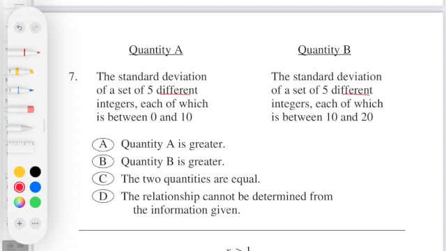So right away, I see that because the numbers are changing, quantity A is between 0 and 10, quantity B is between 10 and 20. Our instinct might be to say, okay, the standard deviation is going to be greater in quantity B. But remember, standard deviation is not the average. It's the distance each actual number in the set is from the average.